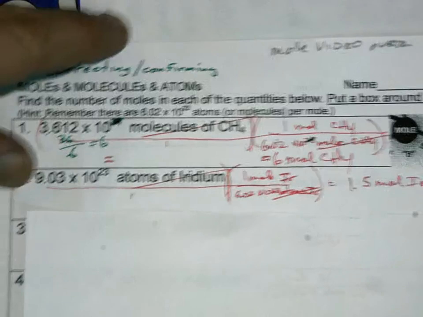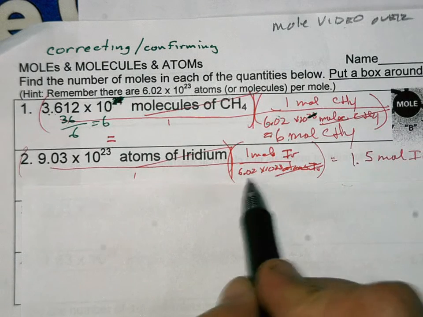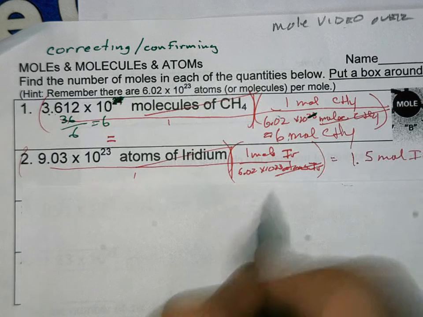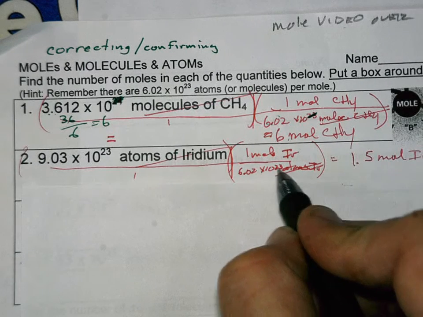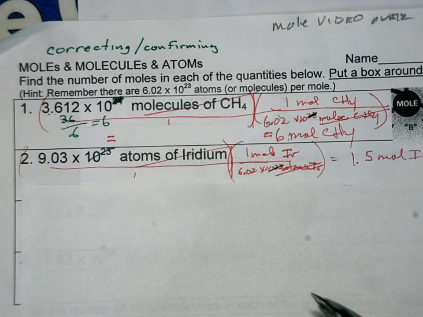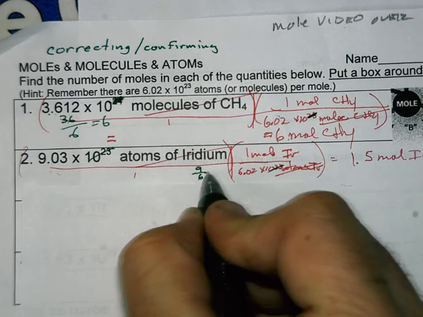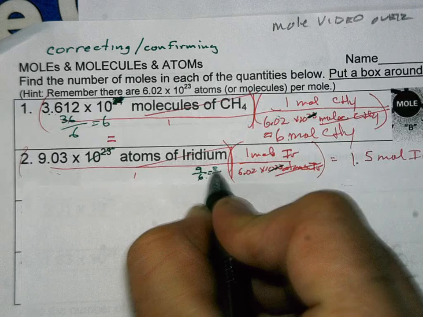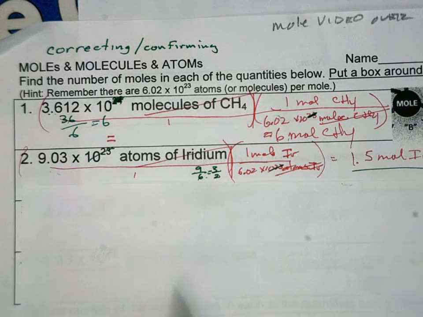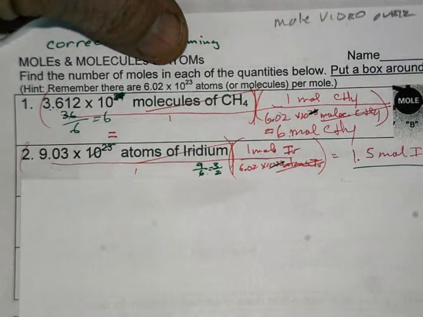For number 2, we're looking for atoms of iridium, and you divide by Avogadro's number of iridium atoms in 1 mole. With this one, the times 10 to the 23 cancels with this times 10 to the 23, and this problem really becomes 9 divided by 6, which reduces to 3 over 2, which becomes 1.5. So you end up with 1.5 moles. A lot of these problems you don't even need a calculator if you're comfortable with crossing off.